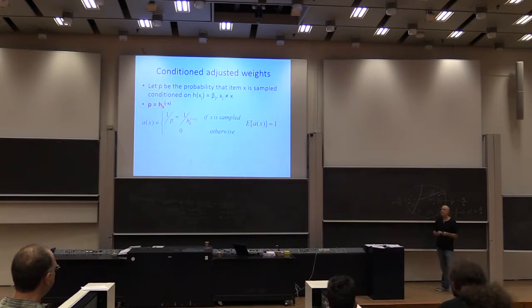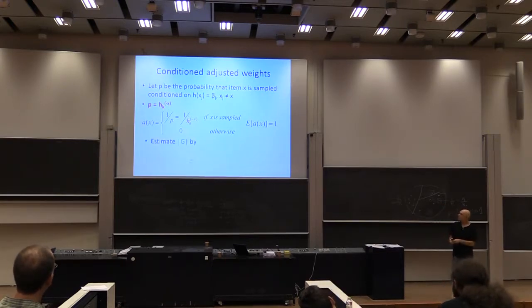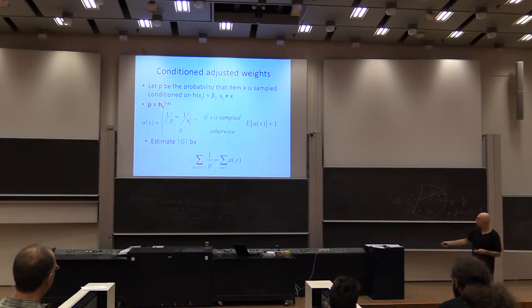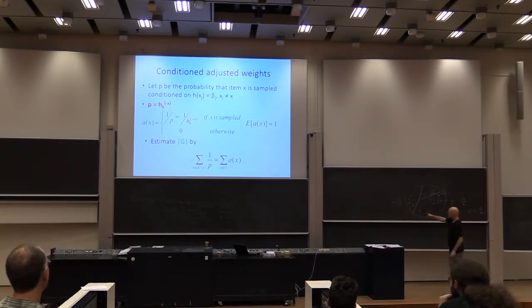The estimate should be the sum of the adjusted weights of all the green items. The green items that are not in my sample are 0, so they are not a problem. It's enough to sum the 1 over P over the green items in my sample. So I can count how many green items are in my sample. Now I need to know this P. This P is this H_K minus X.